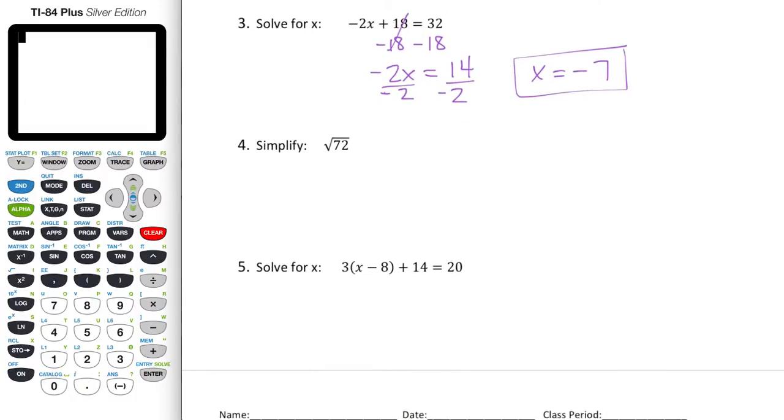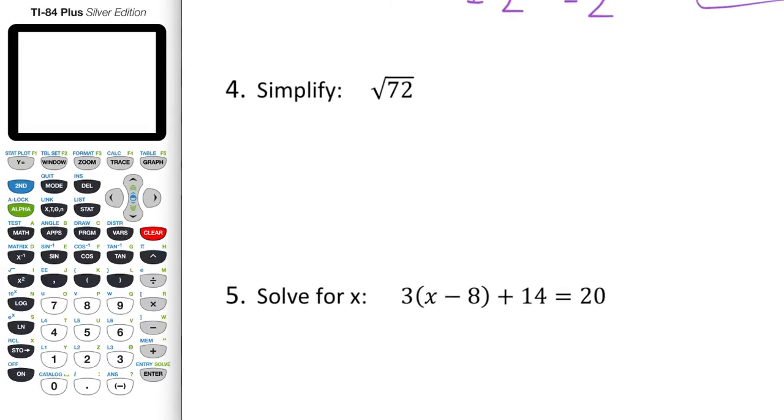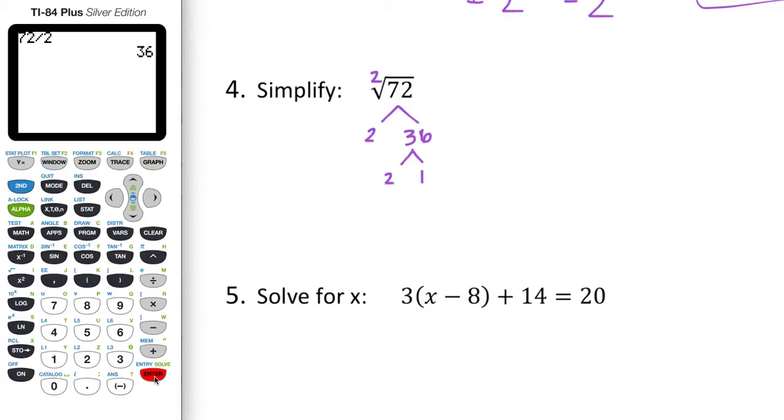All right, so on simplifying the square root of 72, remember, if there is no index, that means it is a 2. So we're going to split 72. I'm just going to divide by 2. So 72 divided by 2 is going to give us 36. So we're going to have 2 and 36. 36 divided by 2 is 18. 18 divided by 2 is 9. And then 9 is divisible by 3 and 3.